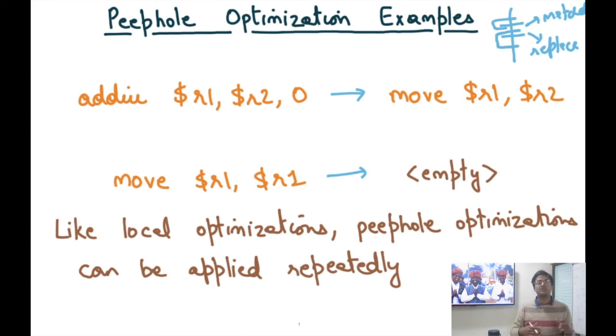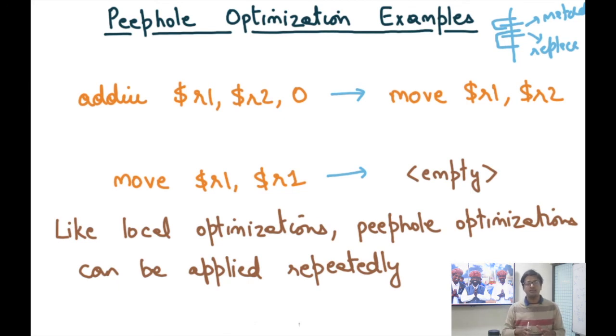So there could be overlapping windows that start getting matched because of the previous replacement, and this can work both ways. Sometimes peephole optimizations can trigger more peephole optimizations in the next pass, in the next iteration, or sometimes they can preclude other peephole optimizations, because of one peephole optimization, the other got disabled. This is very similar to the kind of things that we have seen while we were discussing local optimization. People have worked on optimal application of peephole optimizations and things like that also.